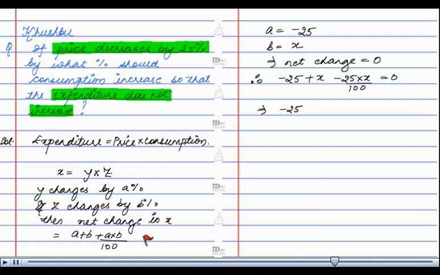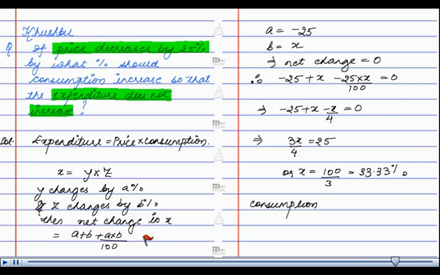which gives minus 25 plus x minus x by 4 equal to 0, which implies 3x by 4 is equal to 25, or x is equal to 100 by 3, which is 33.33%. Hence, the consumption increases by 33.33%. This is the required solution.